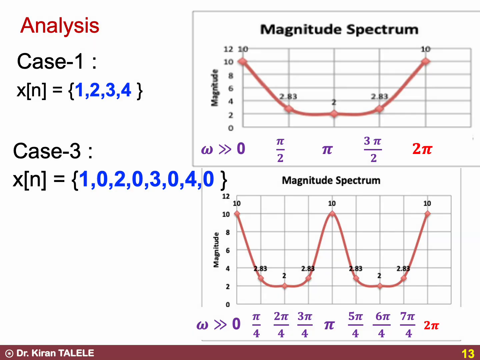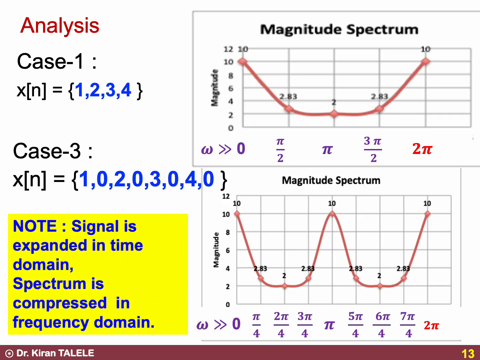So let's do this close analysis. This is in the range of 0 to 2 pi. The same spectrum is obtained here, same values in the range of 0 to pi. That means signal is expanded in time domain, but spectrum is compressed in frequency domain. So expansion in time domain corresponds to compression in frequency domain and the other way around. Compression in time domain corresponds to expansion in frequency domain.